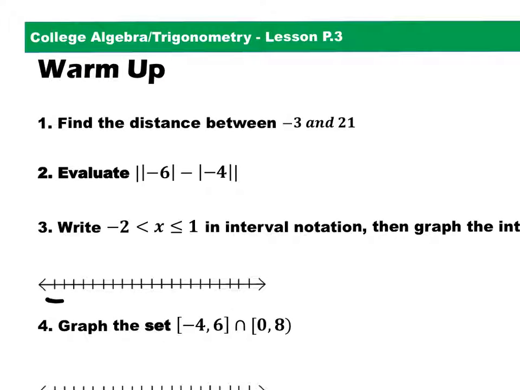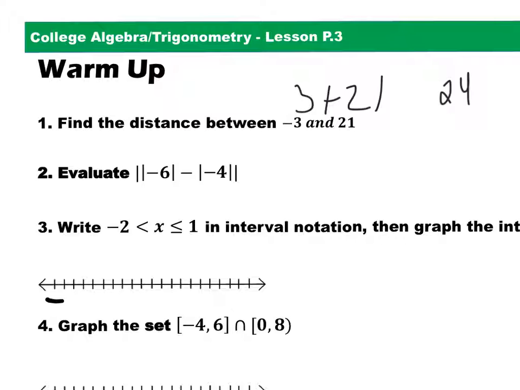But if I was going to ask you guys on number one for this warm-up, this is from yesterday and day before, if we're going to find the distance between two numbers on a number line, remember, absolute value is the distance from a number to zero on the number line. So how far is it from -3 to zero on a number line? Just from -3 to zero, how far is it? Three spaces. How far is it from 0 to 21?